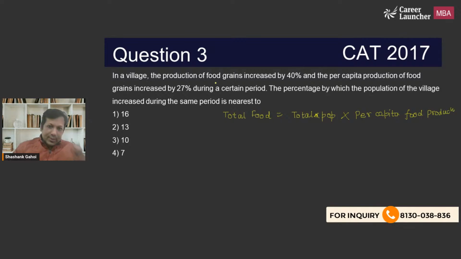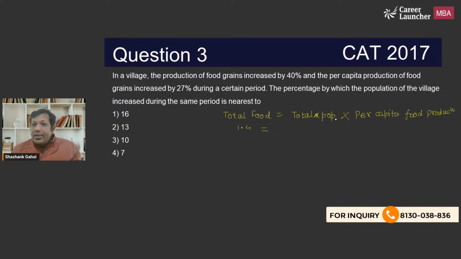Now, what does it say? So read step by step. When you're solving this question in the exam, you don't have to exactly write this. You need to think of this. This is important. Now, the production of food grains increased by 40%. So initially, if food was 1, it increased by 40%. So it has become 140%. So 140% is what? 1.4. Okay. And per capita is increased by 27%.